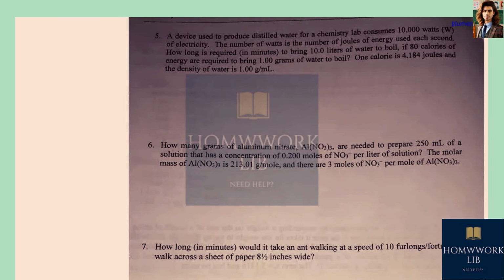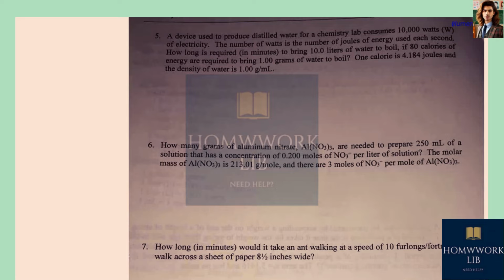Over here we have different problems regarding dimensional analysis, and what we want to know on the first one is that, given a value for watts of electricity, calculate the amount of time that it would require to boil 10 liters of water, given that 80 calories of energy are required to bring 1 gram of water to boil. And we're given the equivalence between calories and joules.